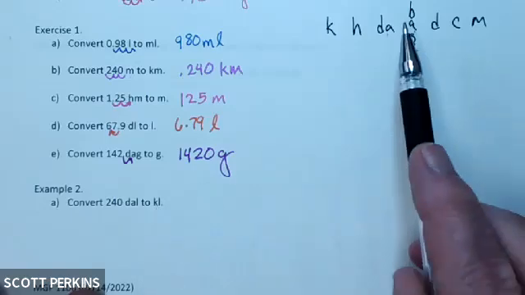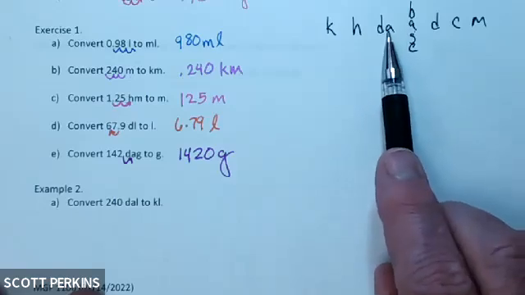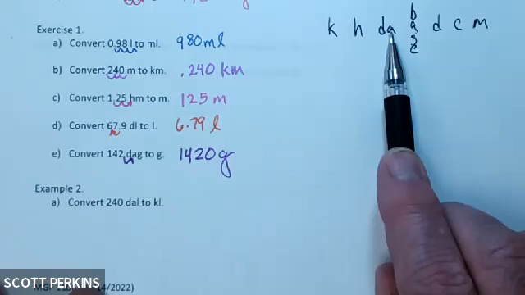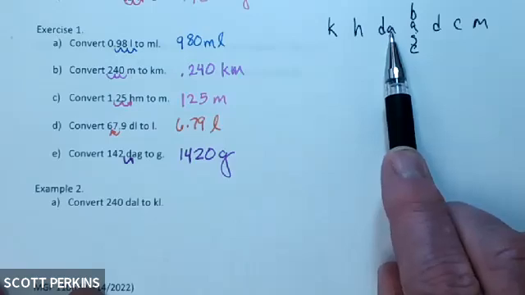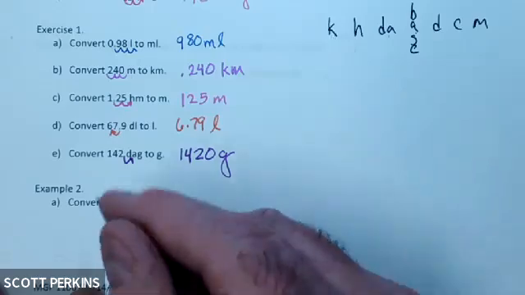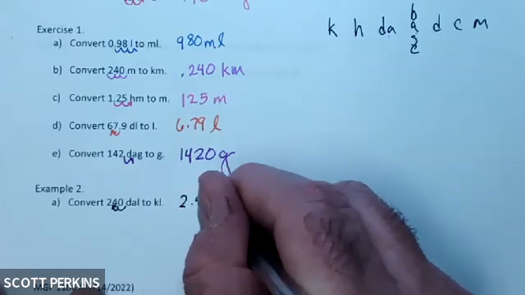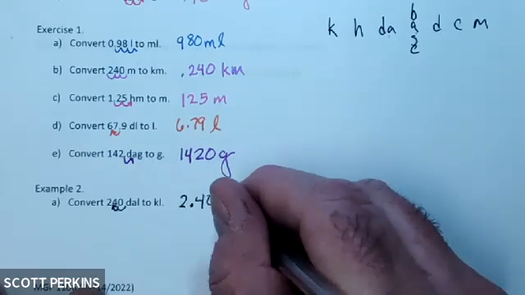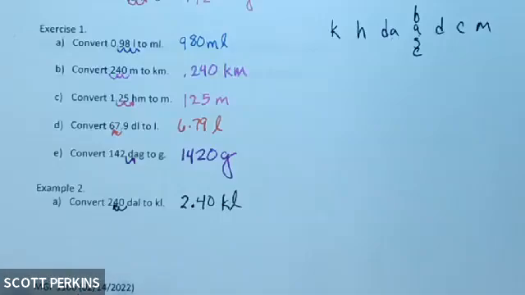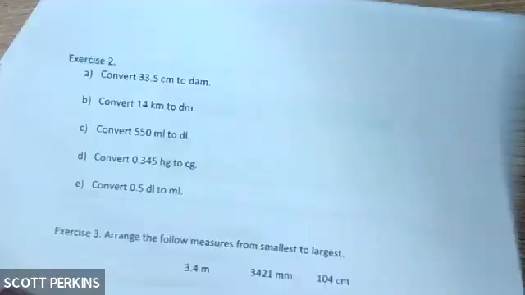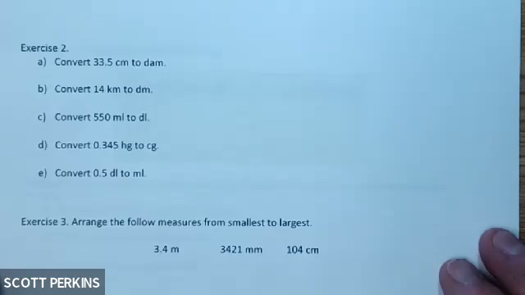So deca is right here. What am I going to do to get to kilo? 2 places to the left. Perfect. So here we go, 2 places to the left, 1, 2. That's going to be 2.40 kiloliters. So please do the same thing on the next page. You might write your prefixes, see how good you do at remembering them.